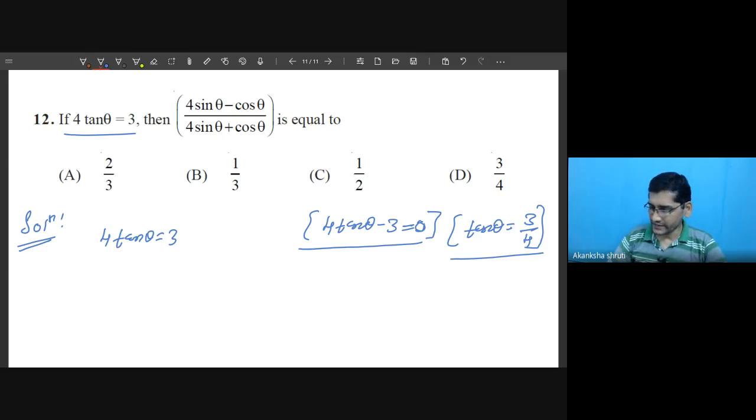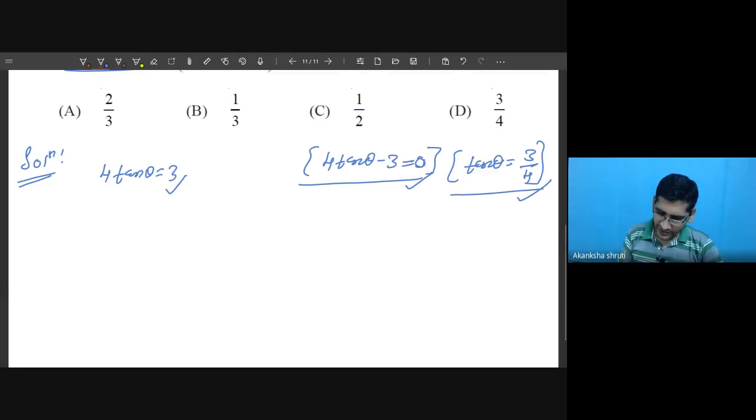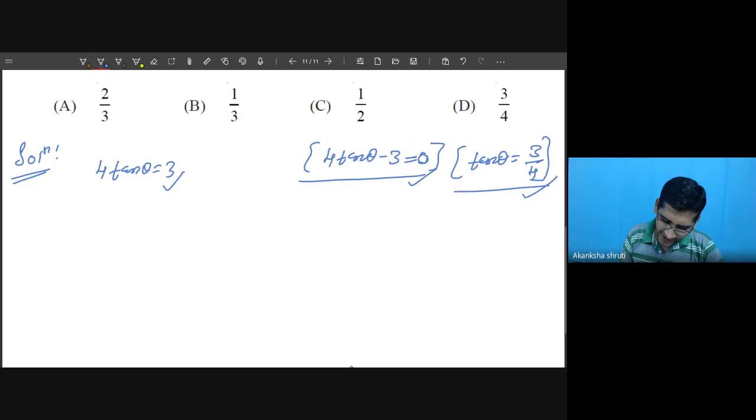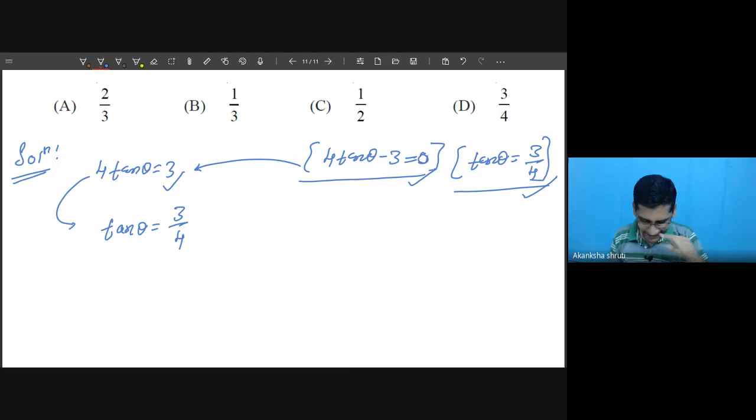Whichever form is given, the easiest to understand for getting theta is this form. If this form is given, you have to go for rearranging. This is also for rearranging. Even if it is given in this form, you have to first go to this form, and if it is given in this form, then go to this form. Means tan of theta will be obtained as 3 by 4. After this, you have to draw the triangle.